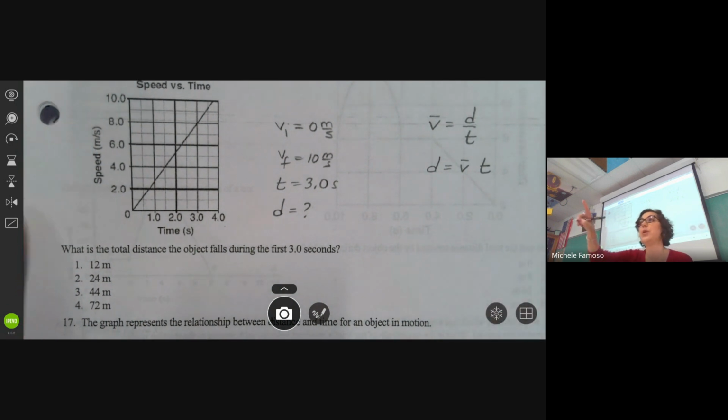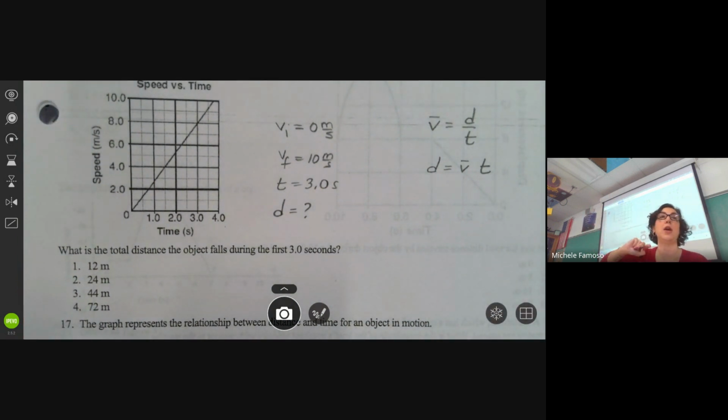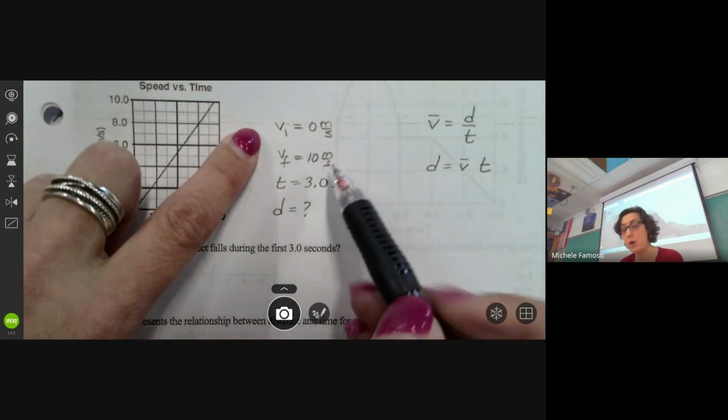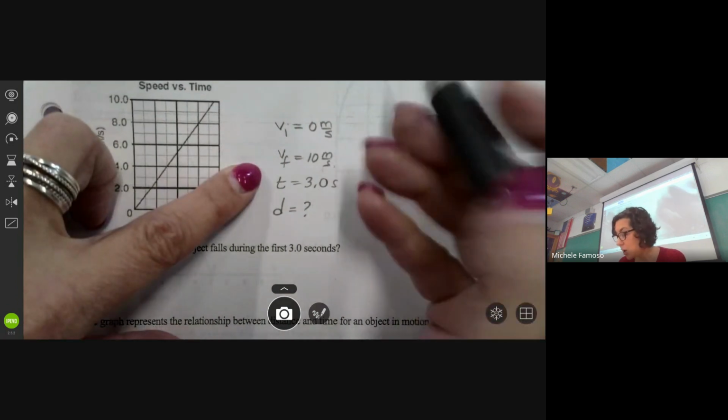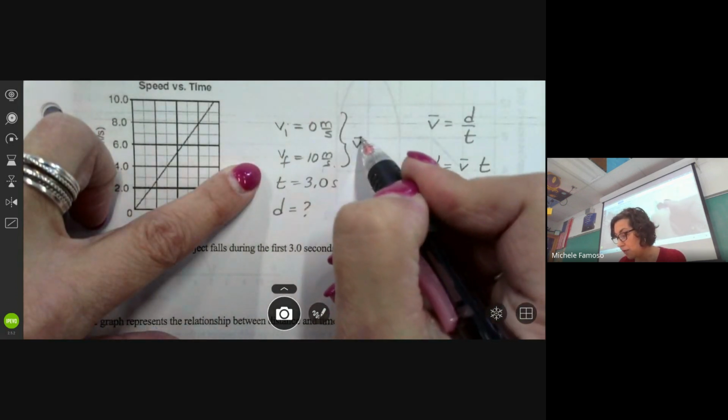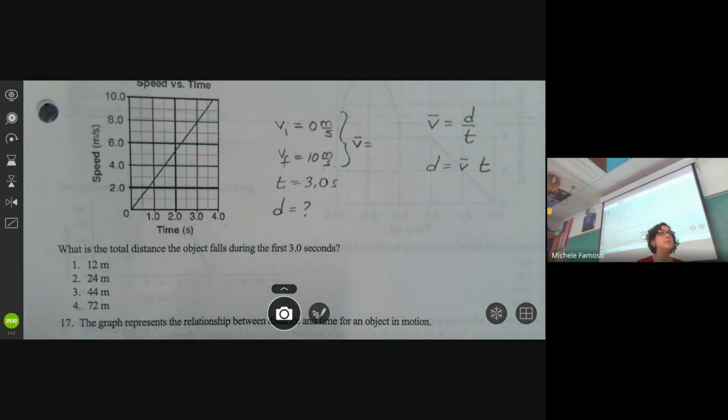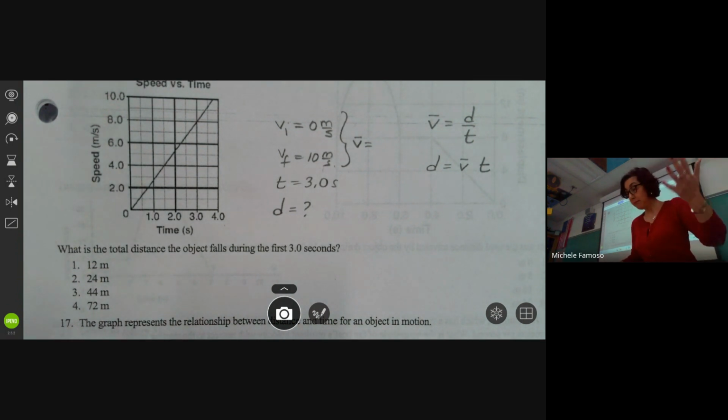Now I'm going to come back to a question that Nikki asked me a little while ago about an average. I have 2 data points for speed. How do I get the average of those data points? How do you get an average of 2 data points? Add them and divide by 2. Just like if you had 2 test grades, I would add them up and divide by 2. So what's the average of 0 and 10? 5.